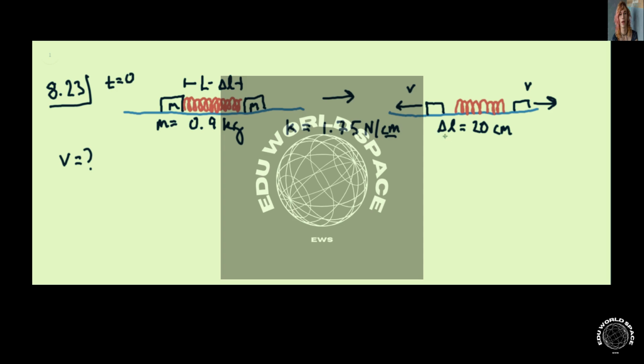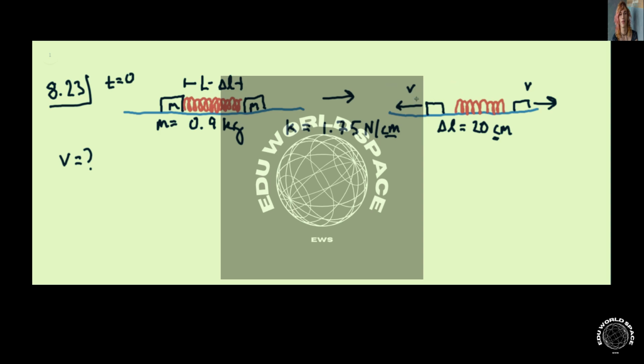And then the spring is compressed from its resting length L that we don't care about by 20 centimeters. This again we have to be careful with. And so now we want to find what the speed of these boxes are.